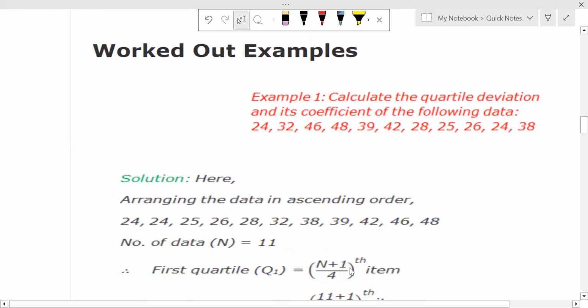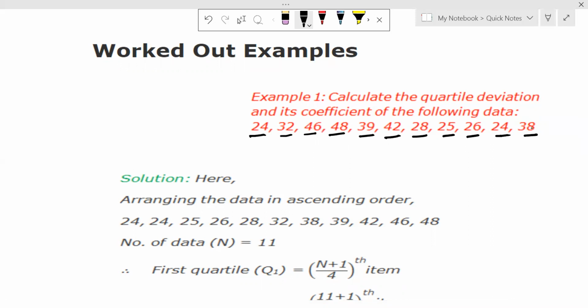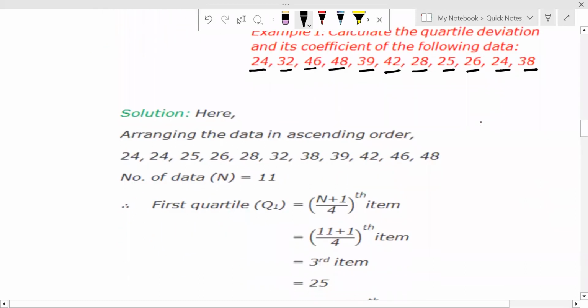One example. The data given here are 24, 32, 46, 48, 39, 42, 28, 25, 26, 42 and 38. We need to compute the quartile deviation and its coefficient. First of all, we arrange the data in ascending order: 24, 25, 26, 28, 32, 38, 39, 42, 42, 46 and 48.